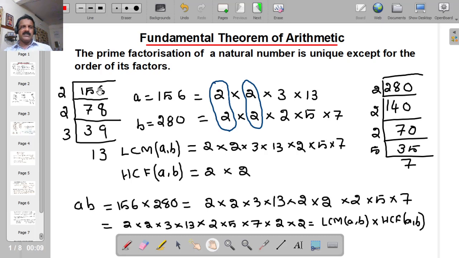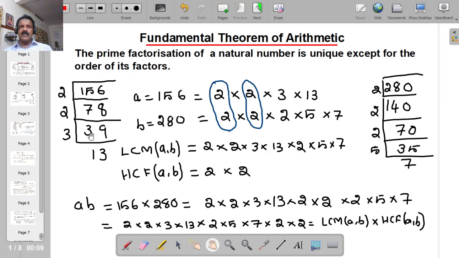So 156 is divisible by 2 since all natural numbers whose last digit is an even number are divisible by 2. The result will be 78. 78 is again divisible by 2, resulting in 39. 39 is not divisible by 2. So we will be checking whether it is divisible by the next prime number available, which is 3.